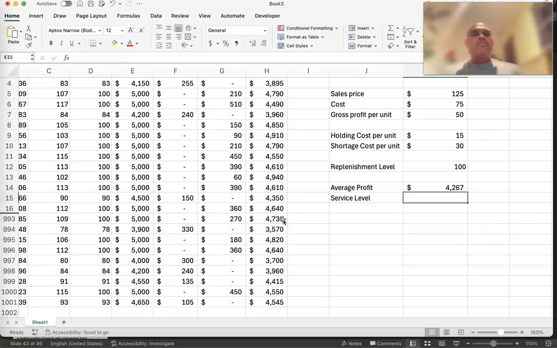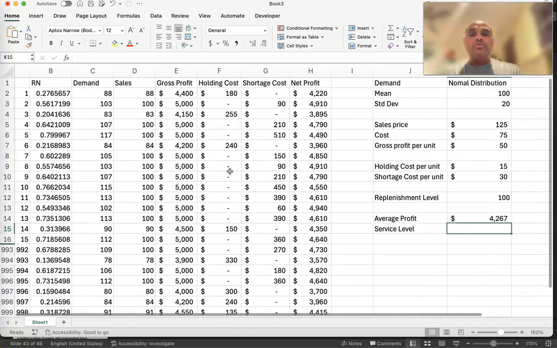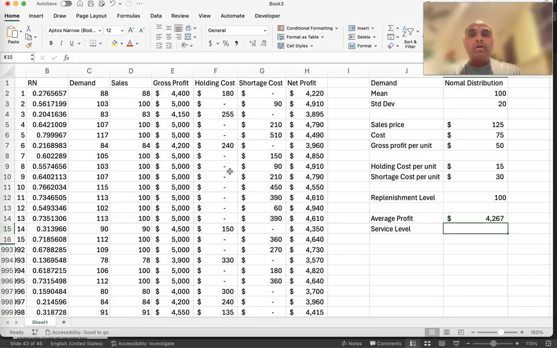Now, average profit is good. Let's look at the service level. What exactly is the service level? Service level tells you how often you were able to satisfy demand. That is, how often did you not have a shortage? If you had a shortage, then it means that you were not able to satisfy demand, right?